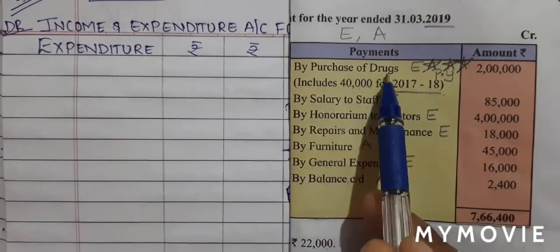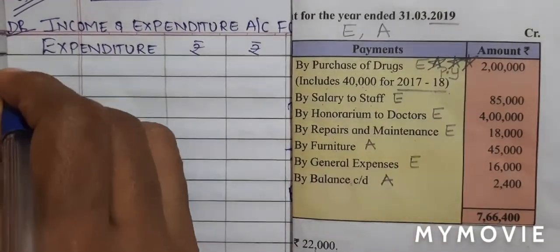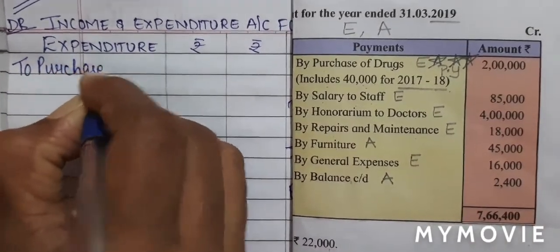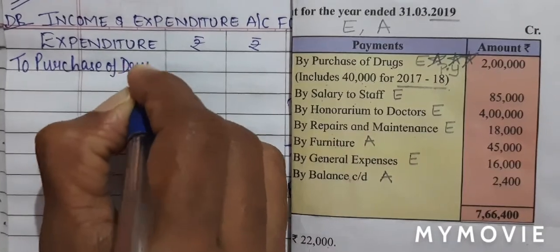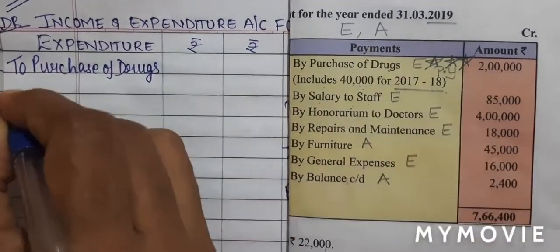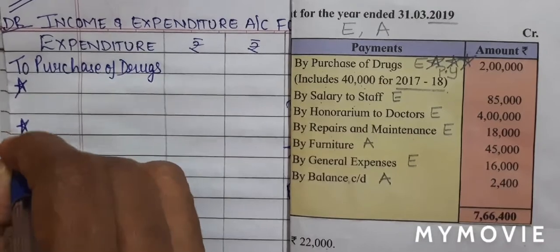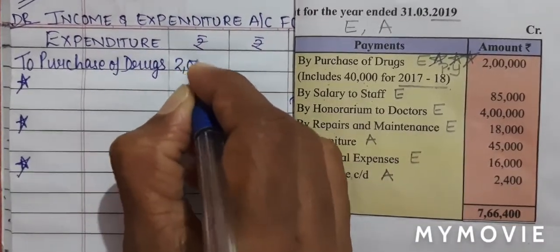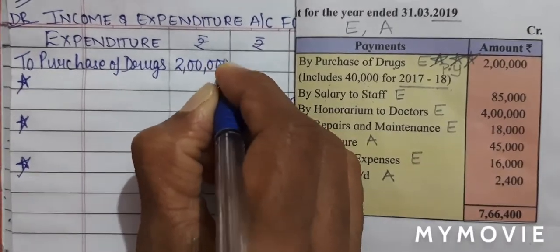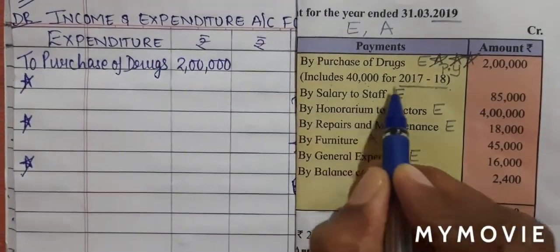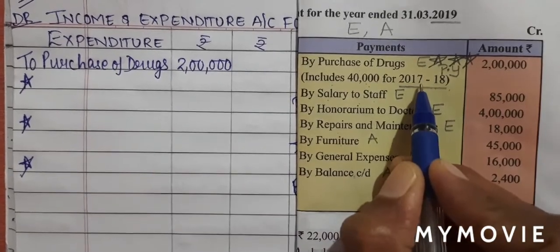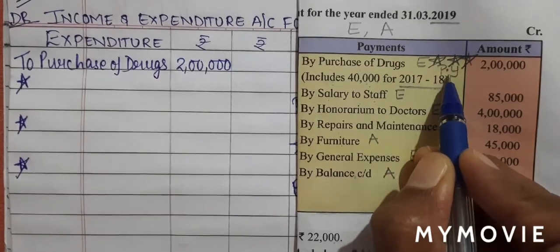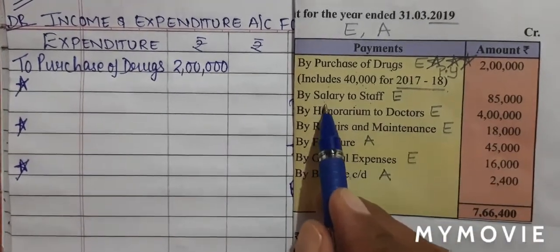I have purchase of drugs. So on the expenditure side, I'll write to purchase of drugs. Since there are 3 stars, I'll mark 3 stars. And I'll write the amount in the inner column, 2 lakh rupees. We have to remember there is an information given for purchase of drugs, which we will do while we are doing the balance sheet because it is related to our previous year. Let's go to the next one.